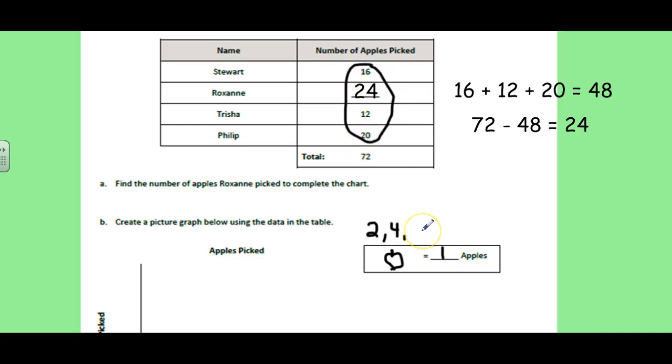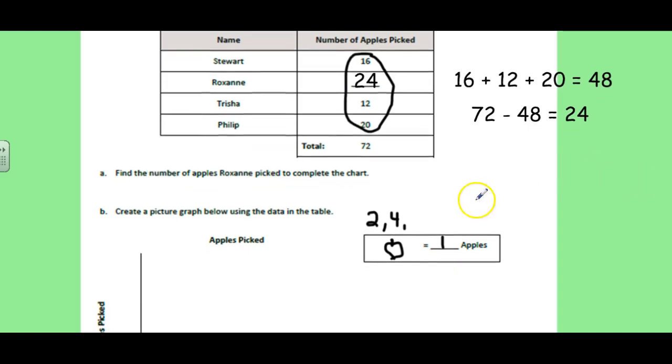So if I keep going up more to like 7 and 8 and 9, 10, then it's going to get a lot harder to say these numbers. So now we've come up with two numbers that we could use for what each apple is going to represent, but we have to think what would be best to use.